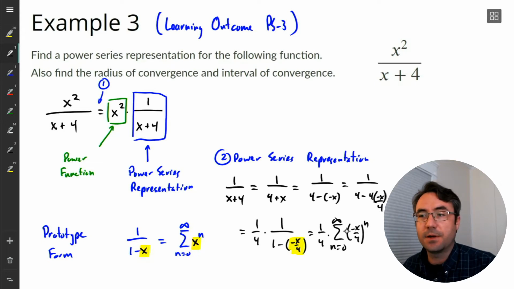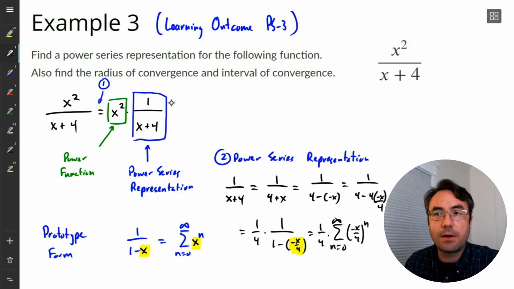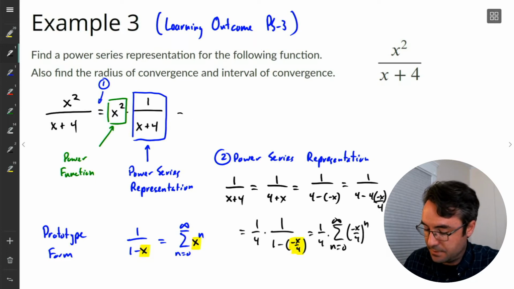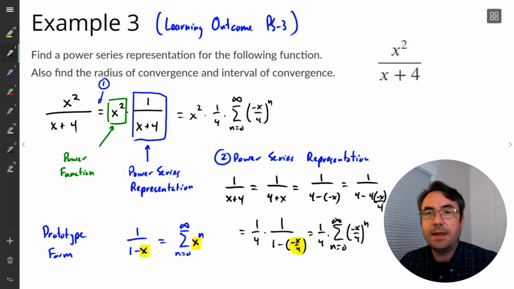It took a little bit of work, but now we have this power series representation for 1 over x plus 4. So now we can plug that back into our main line of work here. We still have that x squared factor, but now we have the power series representation for this. So it'll be 1/4 times the sum from n equals 0 to infinity of negative x over 4 raised to the n. And now we want to get this as a power series, so we want to bring everything in and simplify as much as possible.